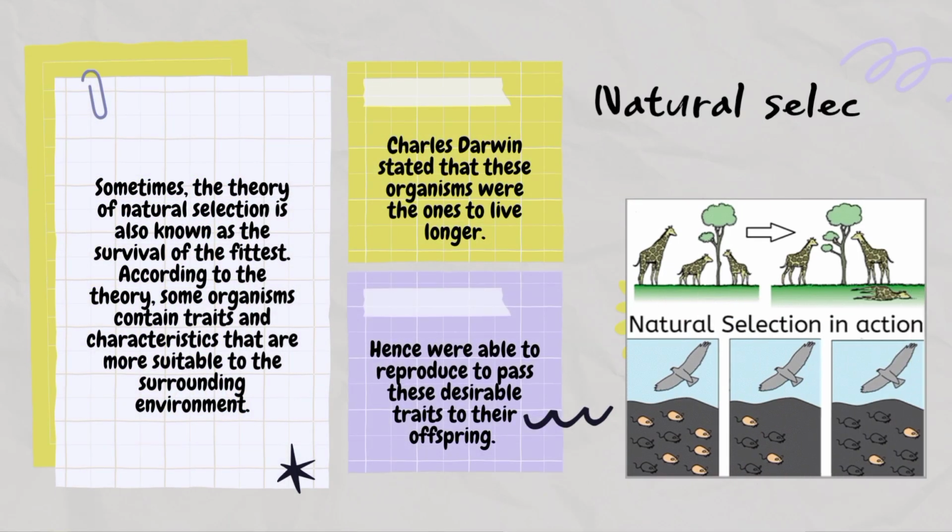Now let's take a deeper look at the Darwin theory of evolution, also known as natural selection, as stated earlier in the video. Sometimes the theory of natural selection is also known as the survival of the fittest. According to the theory, some organisms contain traits and characteristics that are more suitable to the surrounding environment. Charles Darwin stated that these organisms were the ones to live longer and hence were able to reproduce to pass these desirable traits to their offspring.